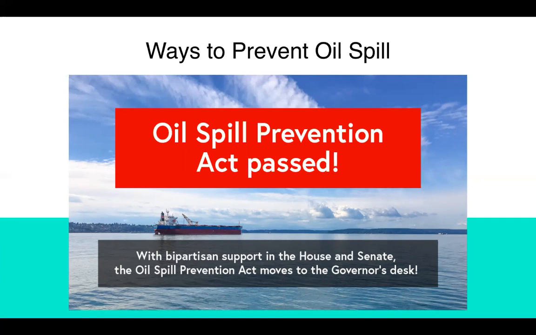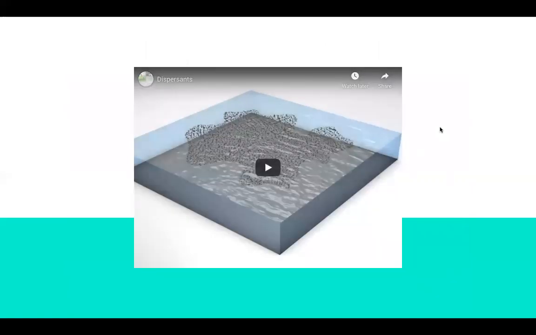And there's another way to prevent an oil spill from spreading. It's called the boom and skimmers. The boom contains the oil, and the skimmers collect it to avoid it spreading. And yeah, next one. And here's a video of how dispersants work.